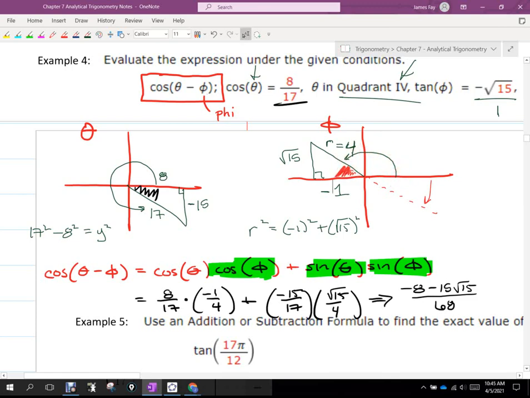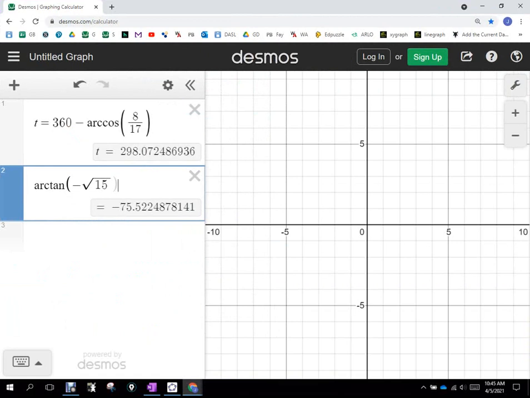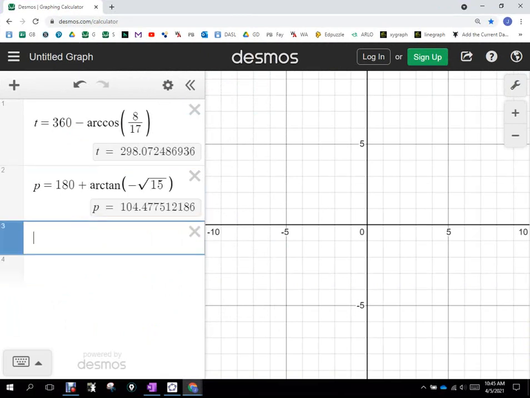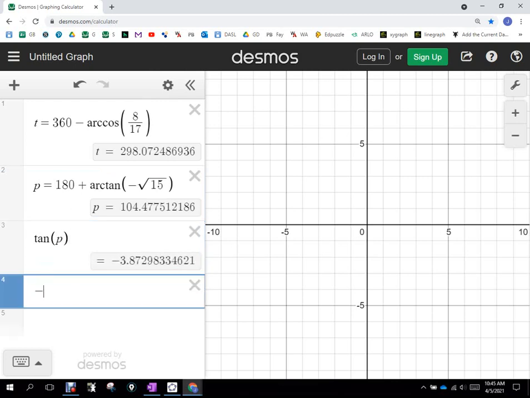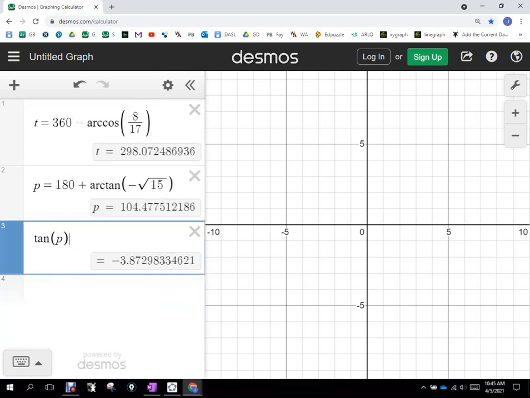So the way I did that is 180 minus that. In this case, because this is already negative, I'm going to go 180 plus that. And I'm going to call that P for phi. But I should be able to say now tangent of P gives me that number right there, which is the negative square root of 15, isn't it? Okay. So we've got T and P.